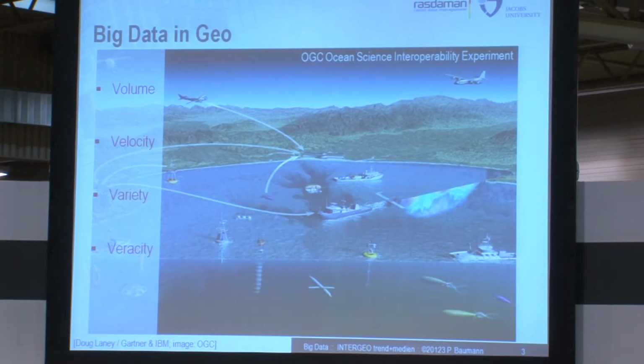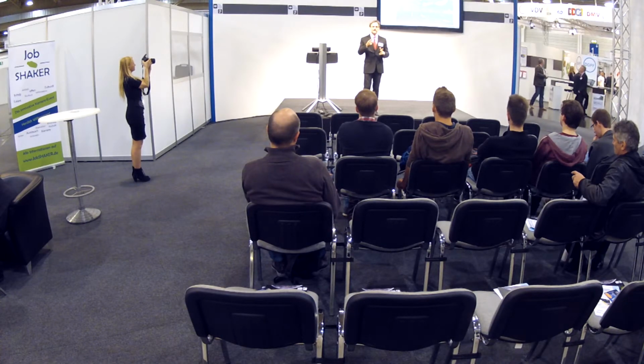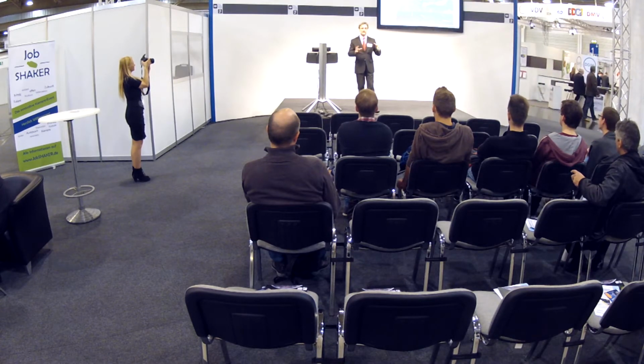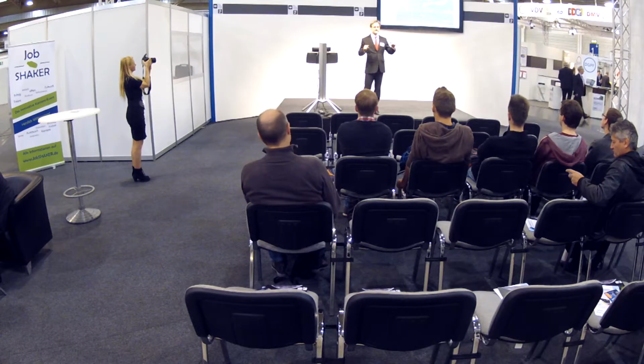Next one, variety. We have a huge amount of different data that all want to go together. We have metadata, we have vector data, we have raster data. We have 2-dimensional raster data, 3-dimensional image time series. We have 4-dimensional weather data. We have regular grids, we have irregular grids. We have a lot of different stuff. And if we had solved all these problems, we wouldn't need to be here today. So there is an issue. OK, that was what Doug Laney said in 2002 already.